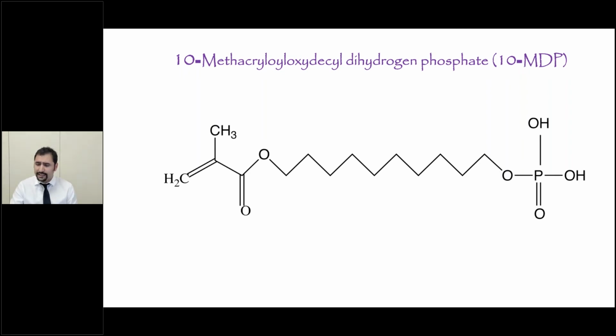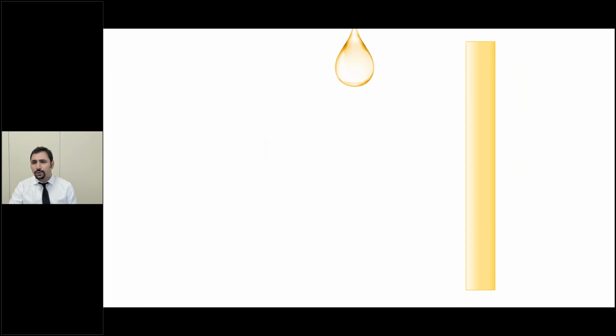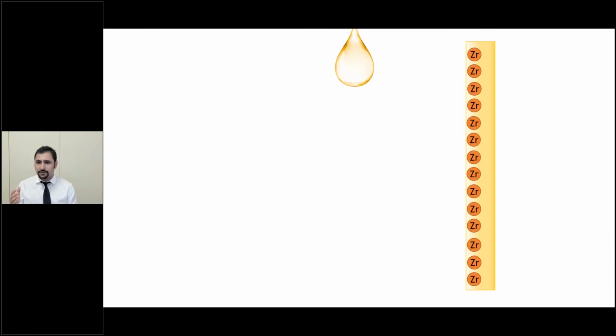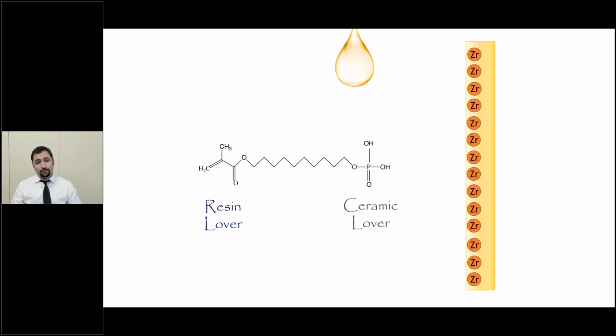Now, how does this 10-MDP work? Imagine we have a surface of zirconia, which is filled with zirconium oxide on the surface, and we have the bonding, adhesive, or primer that has MDP inside it. MDP has two sides. One side is ceramic lover and the other side is resin lover. The ceramic lover has a phosphate group that really wants to bond to zirconia, and the resin lover has a tendency to bond to resin cement.